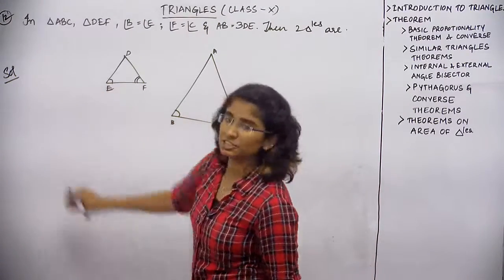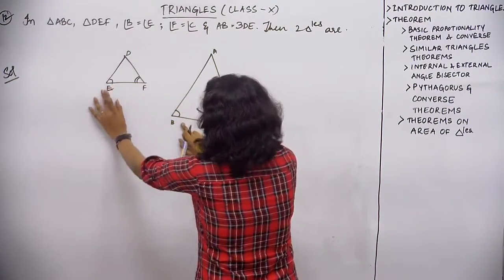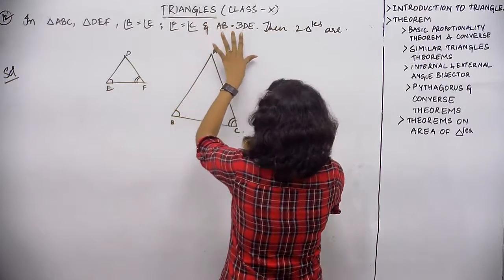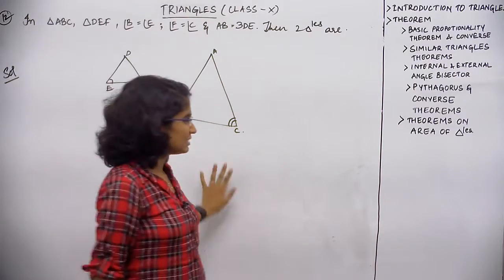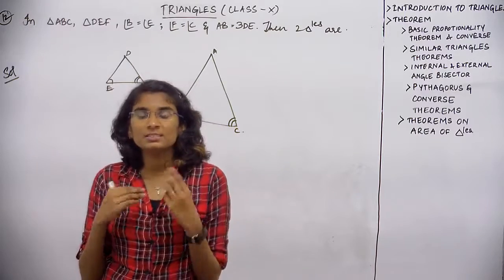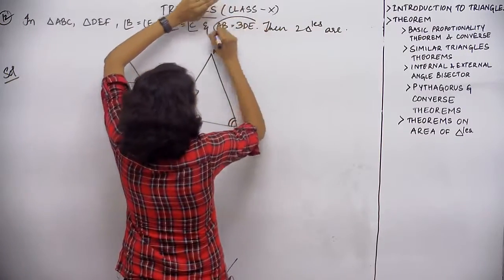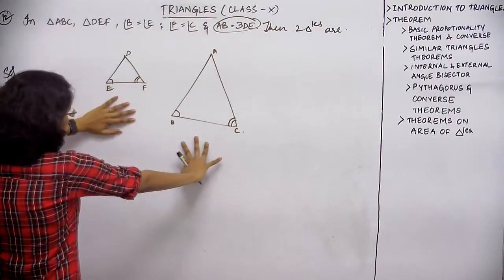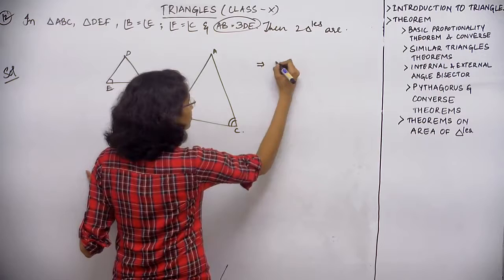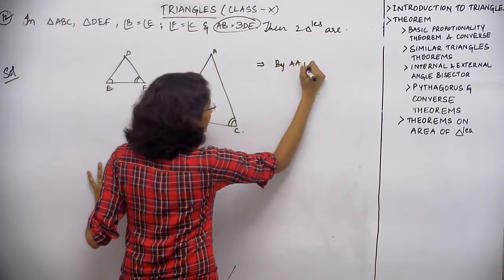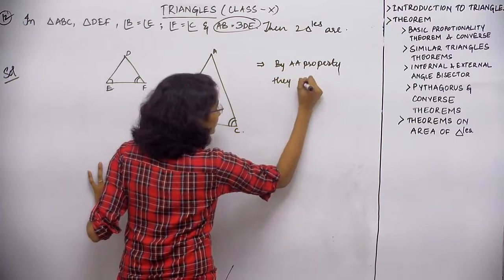So here we have question 12. In triangles ABC and DEF, angle B is equal to angle E, angle F is equal to angle C, and AB is equal to 3 times DE, then the two triangles are... Basically this question is on the difference between similar triangles and congruent triangles. If we are not given this part, these two triangles are there. Here we are given that E is equal to B and F is equal to C. So these two triangles, by a property, are similar, right?